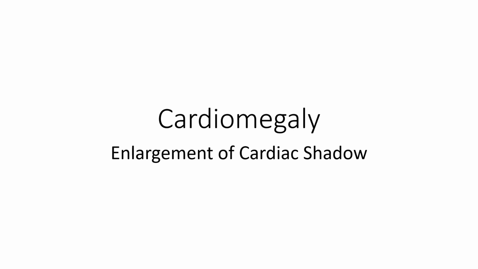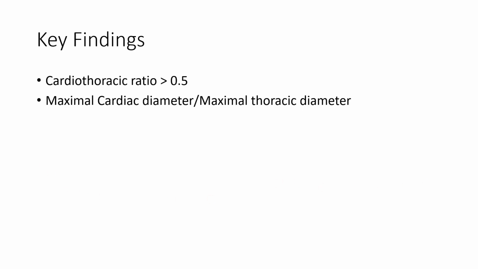Cardiomegaly. In this session, we are going to learn how to interpret enlargement of the cardiac shadow. The key finding is an increase in cardiothoracic ratio of greater than 0.5. Cardiothoracic ratio is defined as maximal cardiac diameter divided by maximal thoracic diameter.